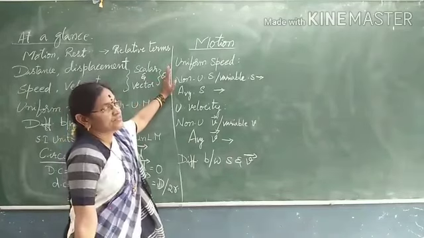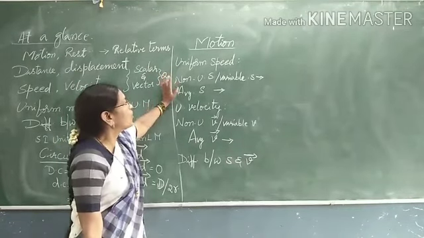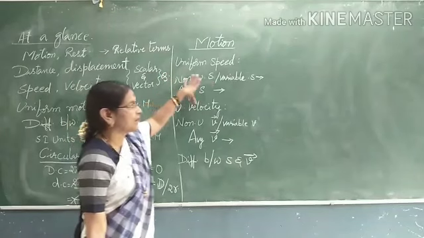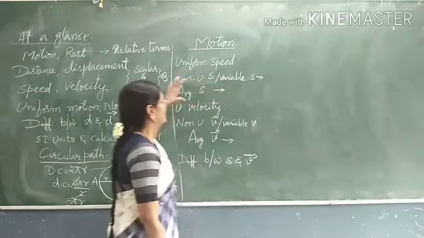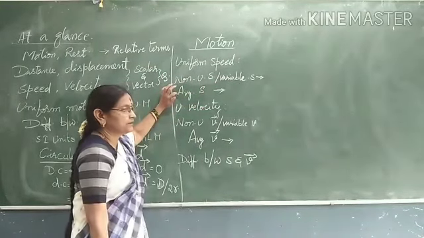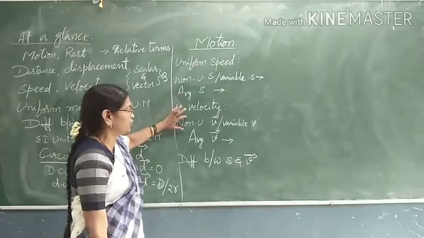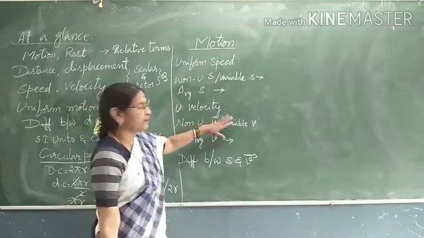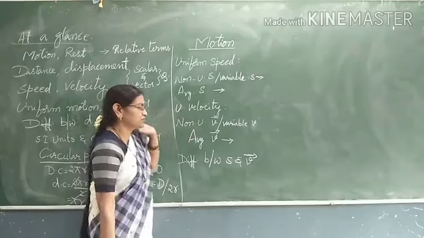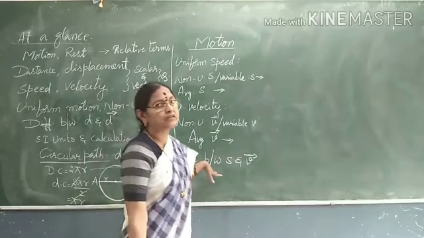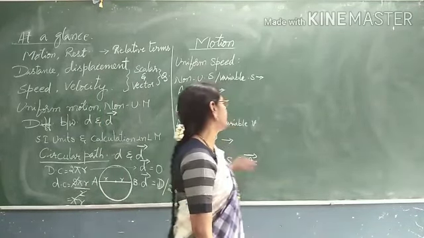Now, what is uniform speed? What is non-uniform speed or variable speed, and average speed? Uniform velocity and non-uniform velocity or variable velocity, and average velocity. The differences between speed and velocity also we are going to take up.